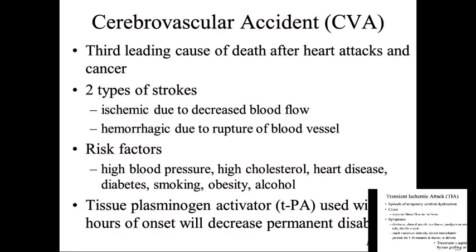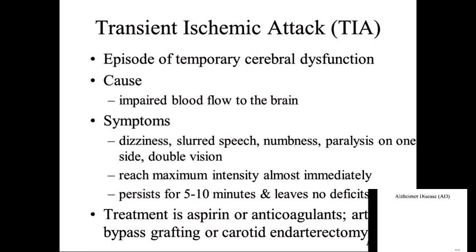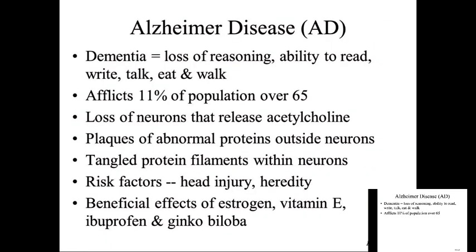When they have a TIA, a transient ischemic attack, it's where they have temporary impaired blood flow to the brain, and they have just a really quick burst of either dizziness, slurred speech, numbness, double vision. The treatment here is typically aspirin or anticoagulants, but these typically do not have any residuals. They don't last very long, but it's a really good indicator that a major stroke is on its way, and they really need to get assessed.